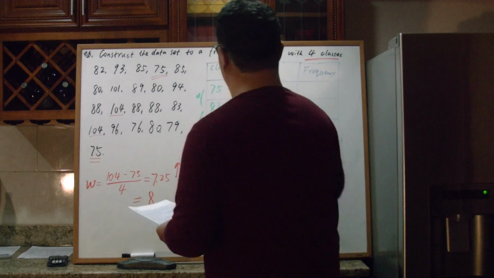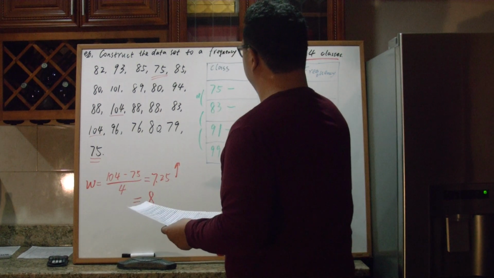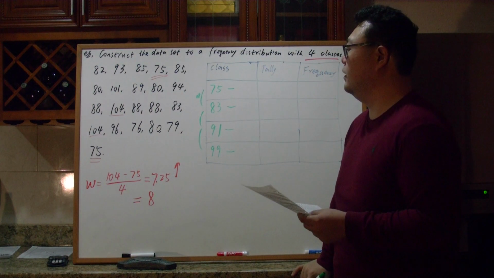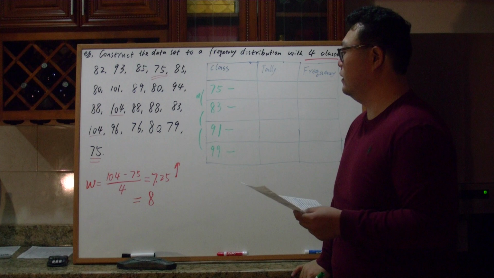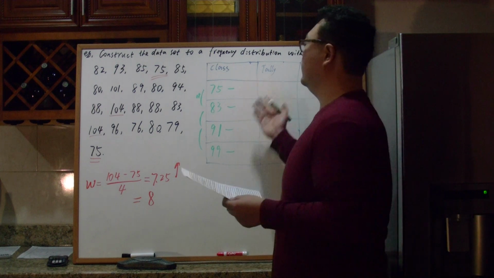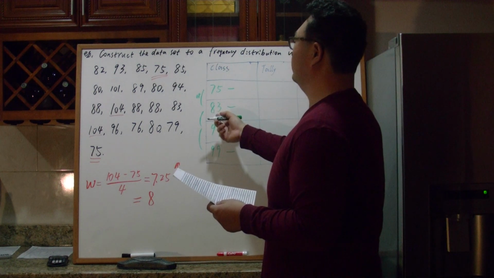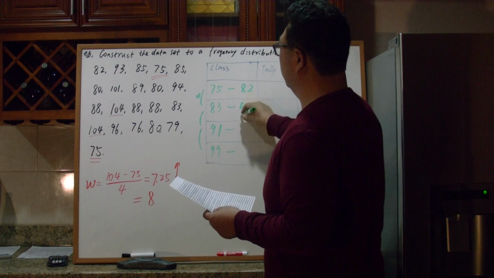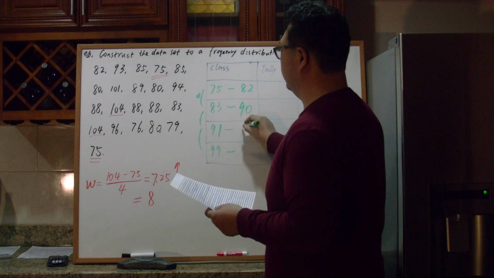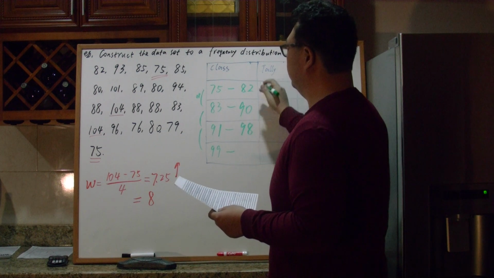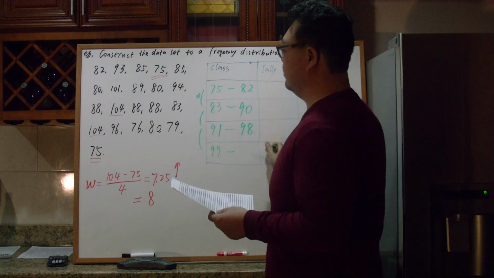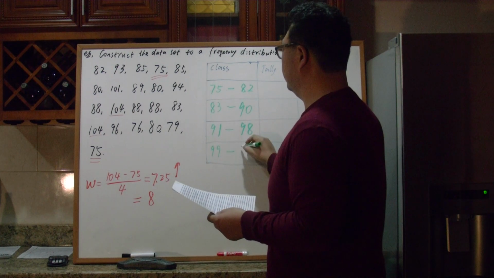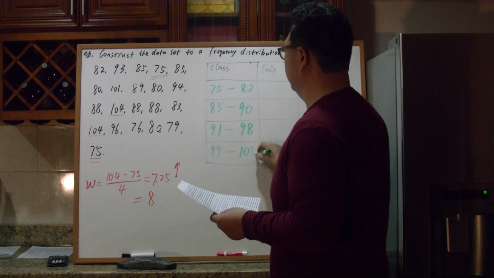The gap between them is the class width for the consecutive lower class limits. Then for the upper class limits, we use the fact that the gap is 1, so that's 82, one less than that. And for the last one we can see the gap between them is also the class width, so we add 8 to it, that's 106.